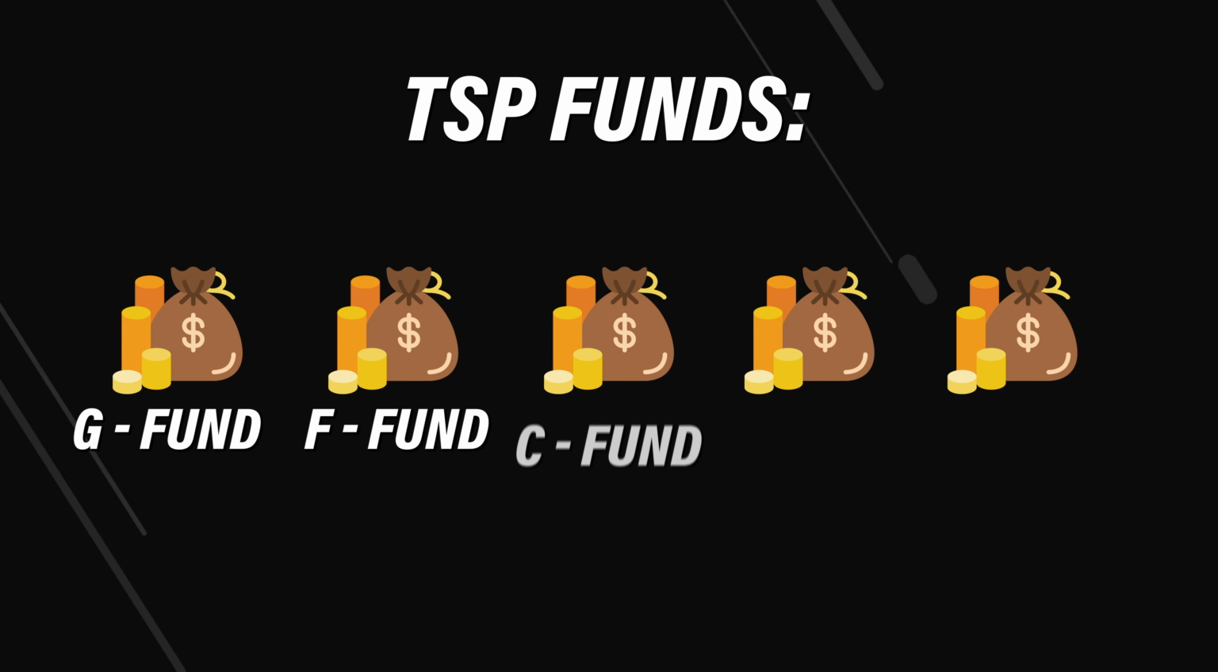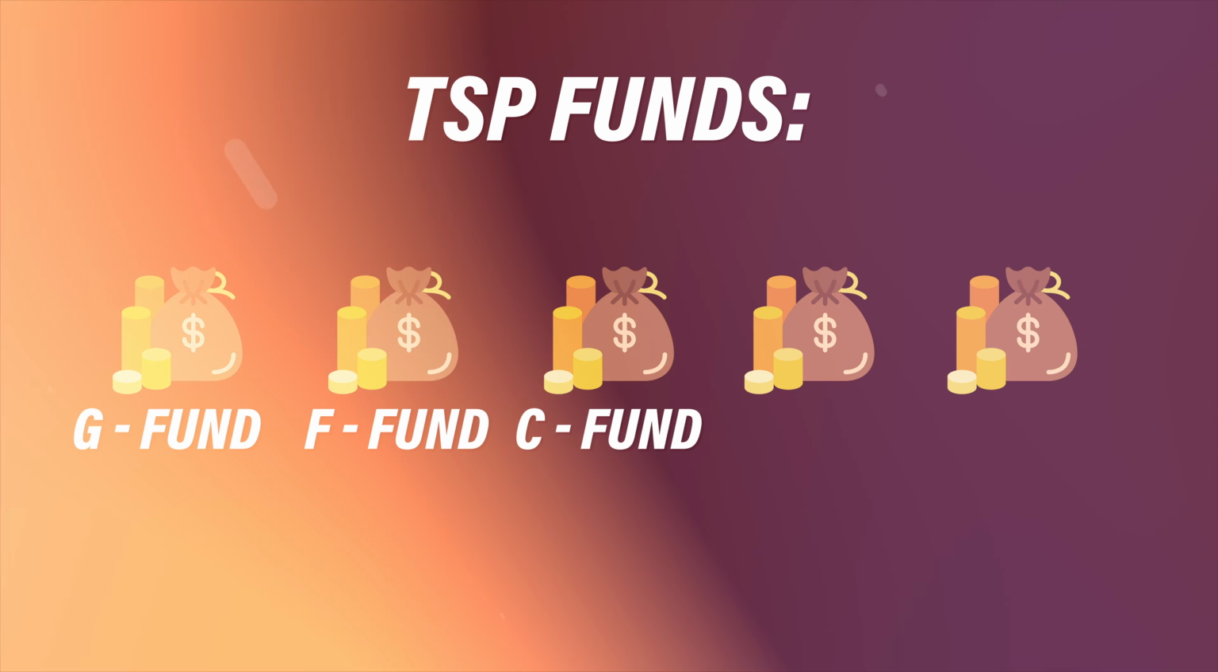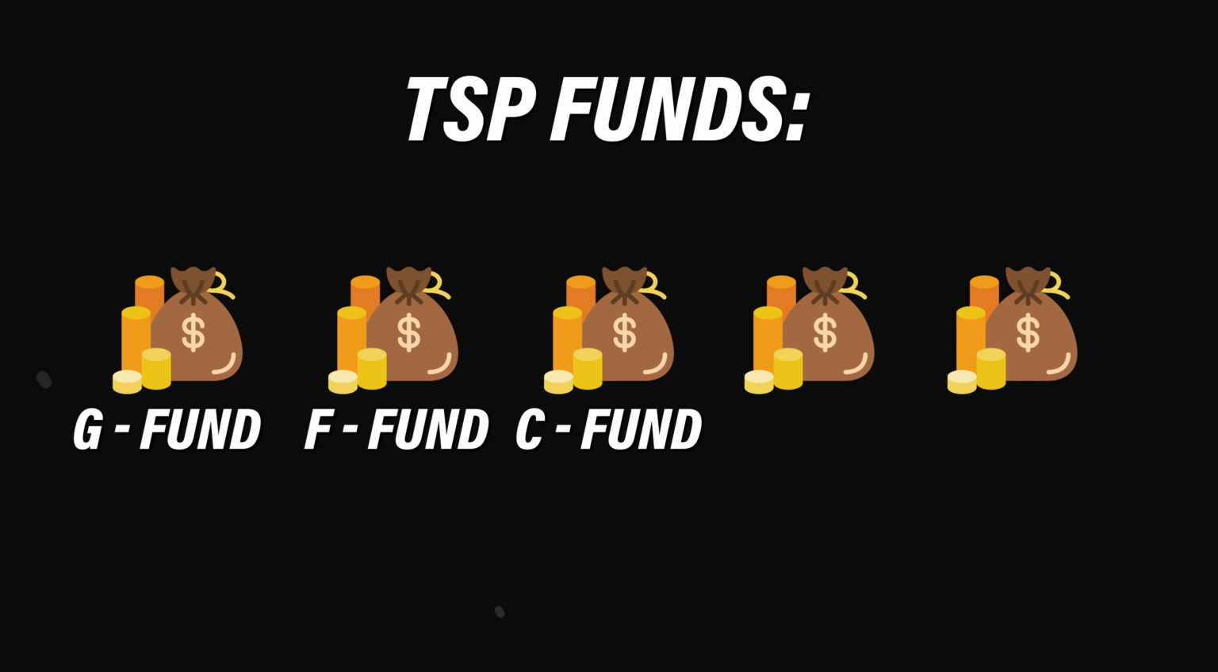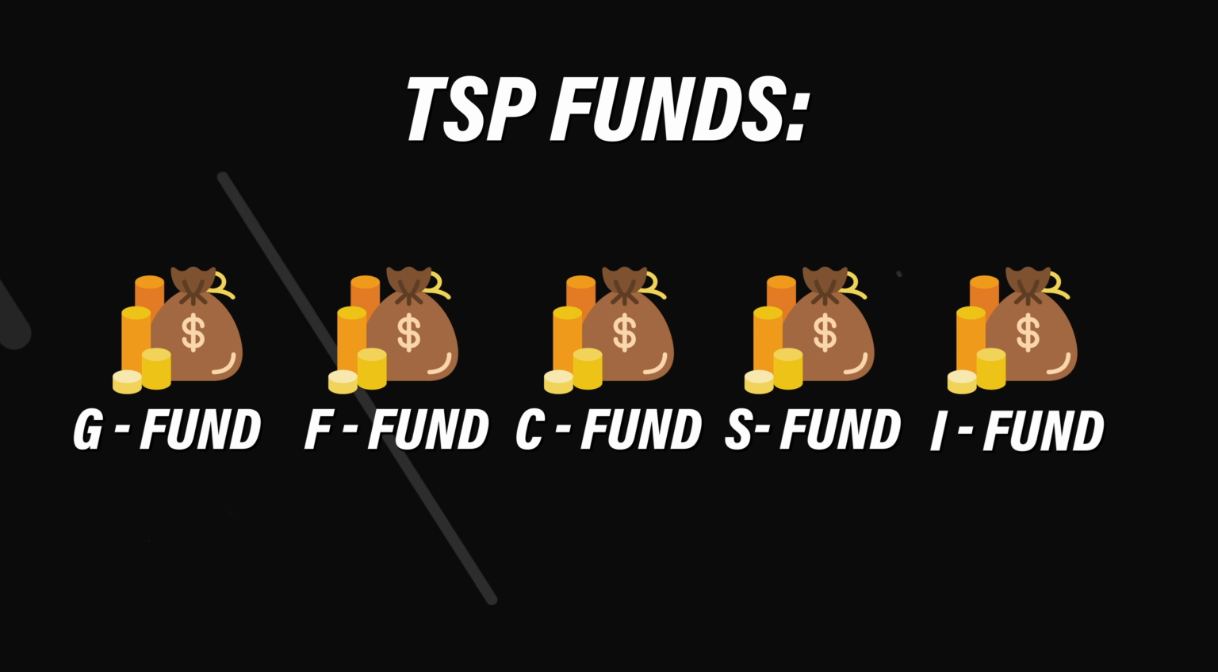Then you have your equity funds. That's the C fund, which is an index that tracks the S&P 500. That's your Googles, your Microsofts, your Apples, your Amazon. Those are all in the C fund, right? Then you have your S fund, which is small cap funds. Then you have your I fund, which is international funds, right? And so those are the 5 funds that your TSP makes up, right?